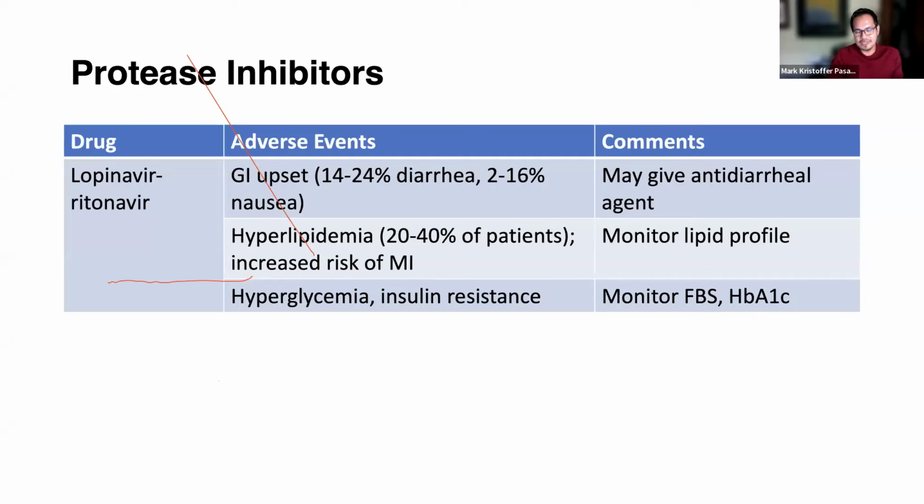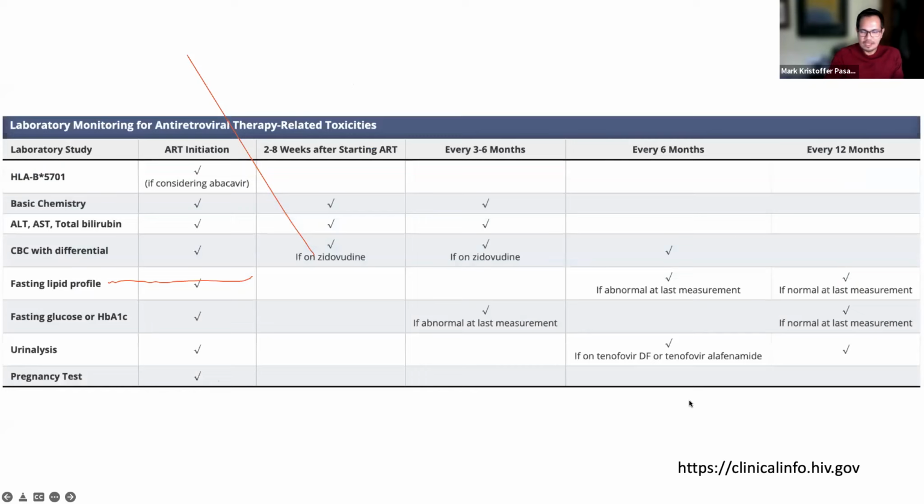Another side effect of lopirito is hyperglycemia and insulin resistance, which puts the patient at risk for developing diabetes mellitus. That's why we also need to monitor the fasting blood sugar and HbA1c if the patient is on lopirito. So in a nutshell, lopirito has a lot of side effects, GI and metabolic, increase in cholesterol and increase in blood sugar.